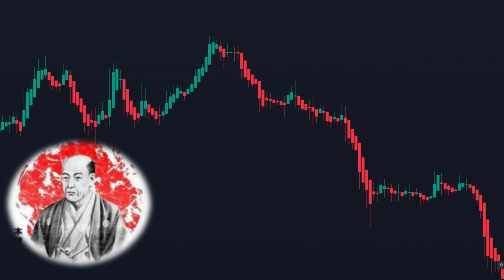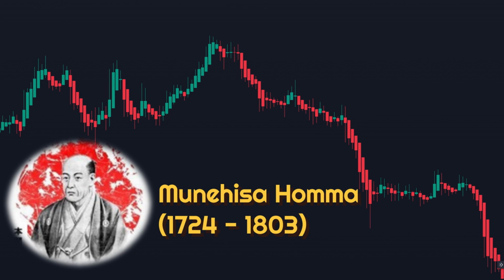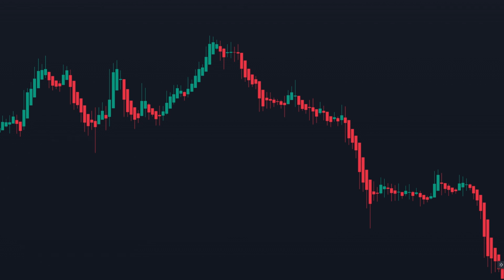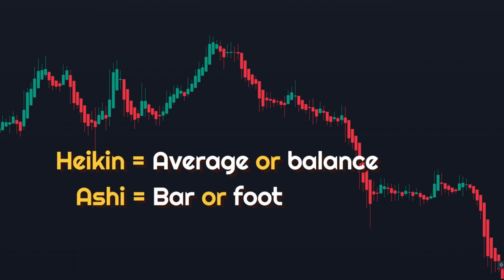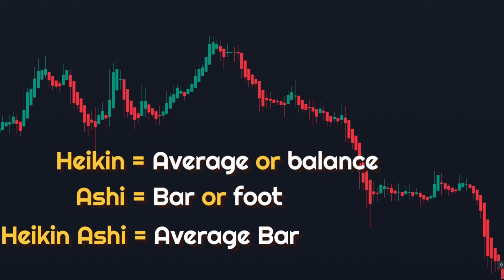The Heikin Ashi trading technique was developed by Munehisa Homma in the 1700s. The technique shares some characteristics with the traditional candlestick charts used in trading. In Japan, the word Heikin means average or balance, and the word Ashi means bar or foot. Hence, Heikin Ashi means average bar, resonating with the trading technique, which uses the average price of the security.